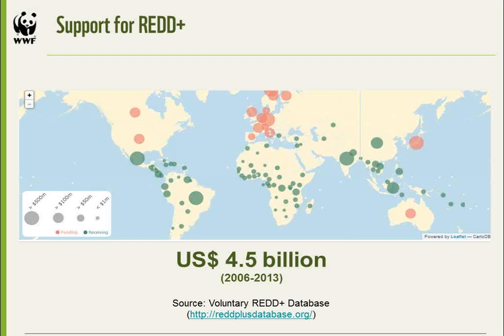So what does support for REDD+ related actions look like at the global scale? To date, the development of REDD+ at the national scale has been undertaken mostly through bilateral or multilateral initiatives, as just mentioned. And the map that's shown here is from the voluntary REDD+ database, which is an initiative of the REDD+ partnership. Here, national governments report to the database on how much finance they have committed for REDD+ related actions, and mostly, in fact, for REDD+ readiness.